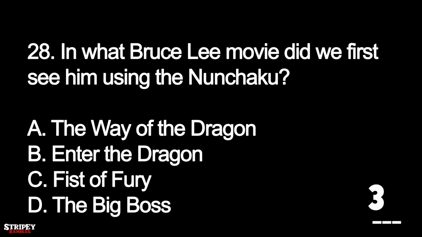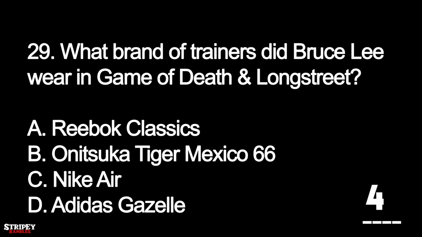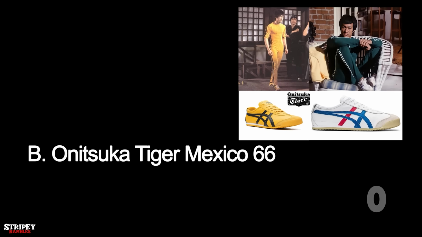28. In which Bruce Lee movie did we first see Bruce using the nunchaku? Of course it was Fist of Fury at the Hongkou School. Now Bruce did use nunchaku in the Green Hornet, but that was a TV series. 29. What brand of trainers did Bruce Lee wear in Game of Death and Longstreet? Onitsuka Tigers, Mexico 66. I actually have a pair hanging up there, and I do have the white and blue trainers too. I just don't wear them that much.